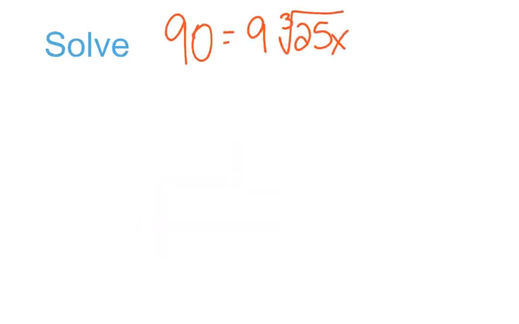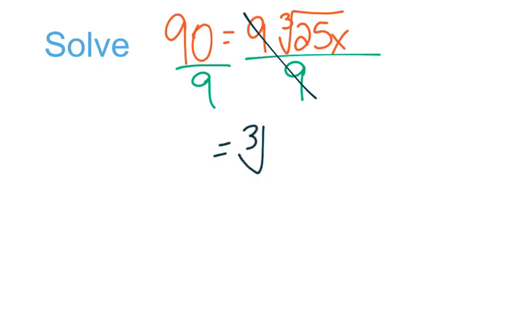This next problem has some more going on here, so we have this 9 outside of the radical, so we want to start by getting rid of that 9. So if it's outside, we want to isolate the radical first. So now we've divided the 9 because it was being multiplied. We're left with still that cubed root of 25x, and on the left we got a 10.